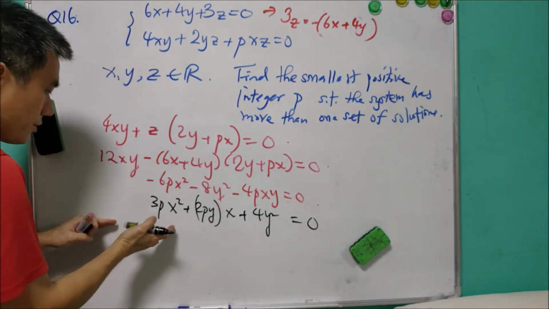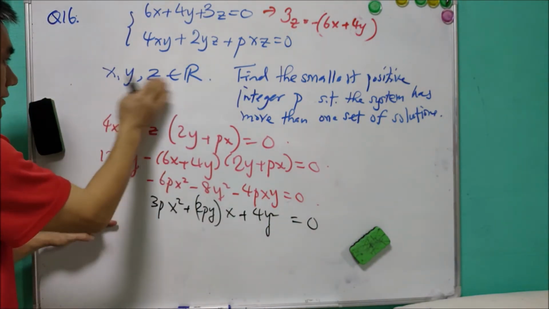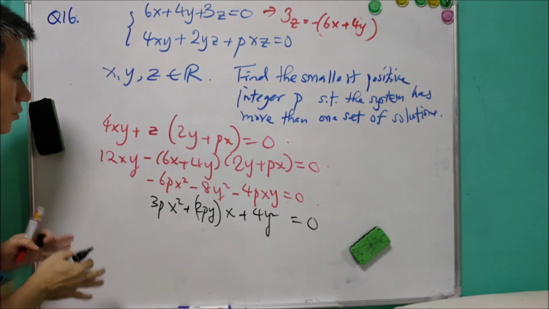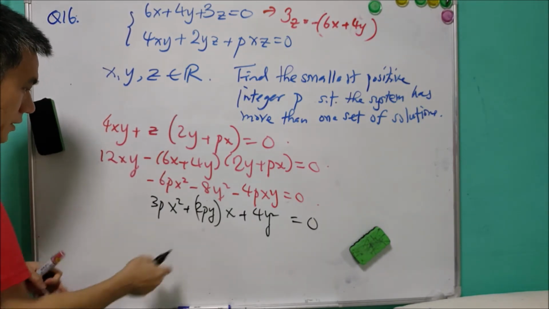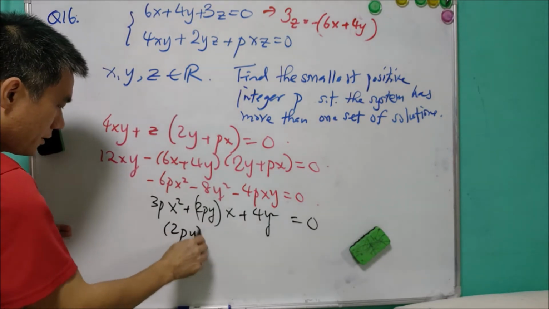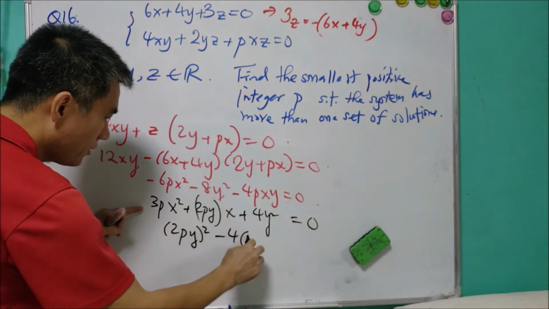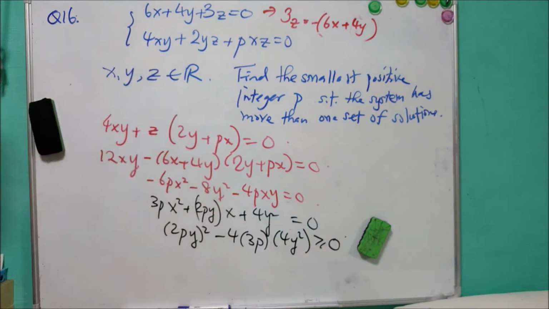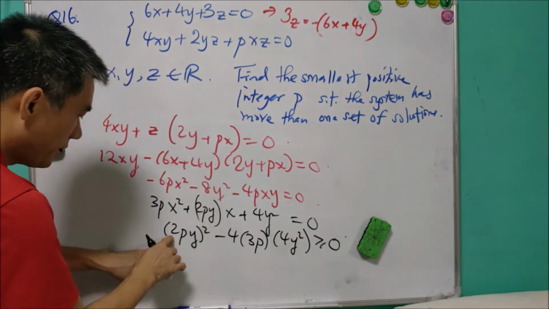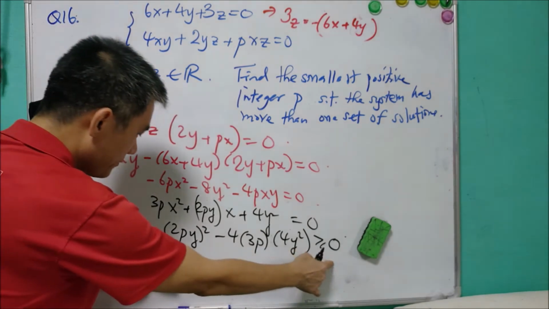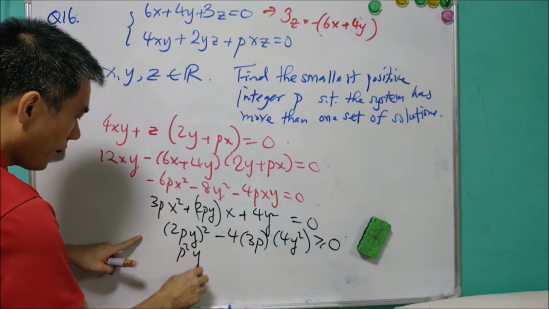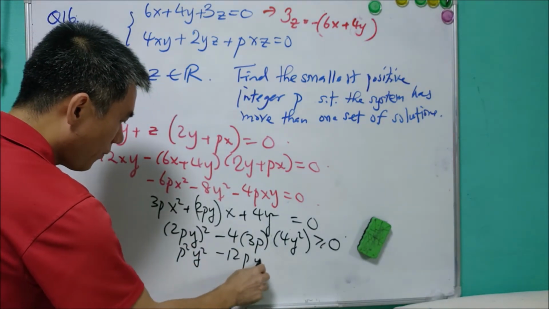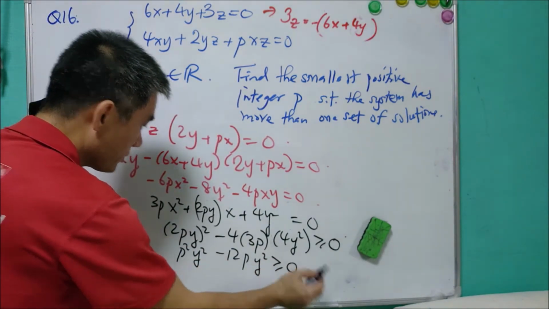Again, this is a quadratic equation in x, and since x is a real number, the discriminant of the equation will be greater than or equal to 0. The discriminant is b squared minus 4ac, which will be greater than or equal to 0. So the 4 cancels with the 4. So this is p squared y squared, minus 12py squared, greater than or equal to 0.